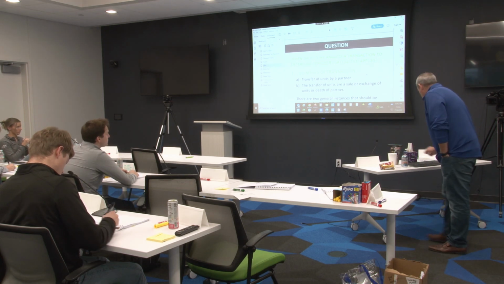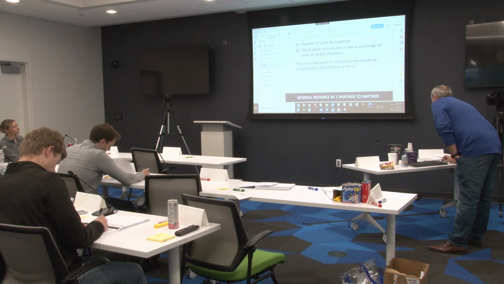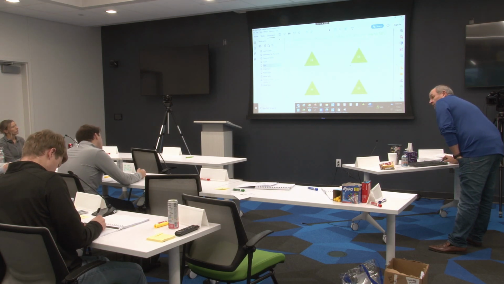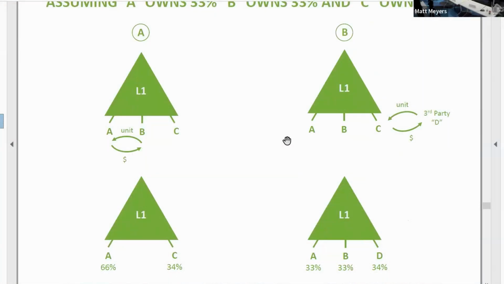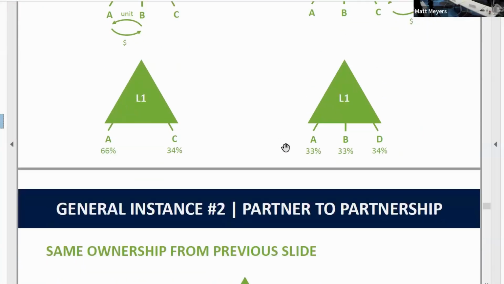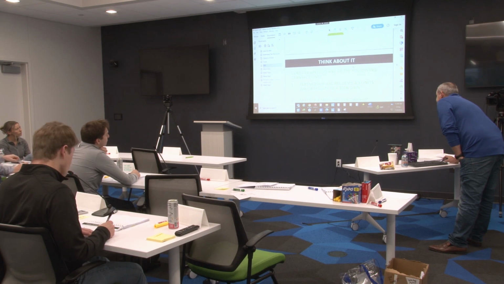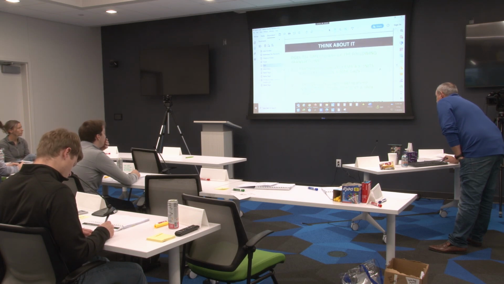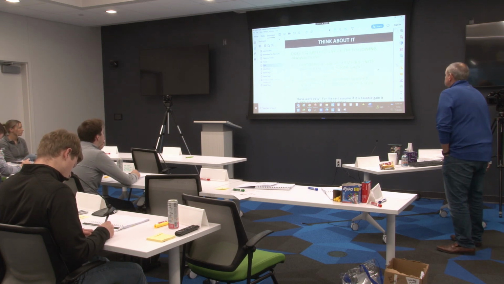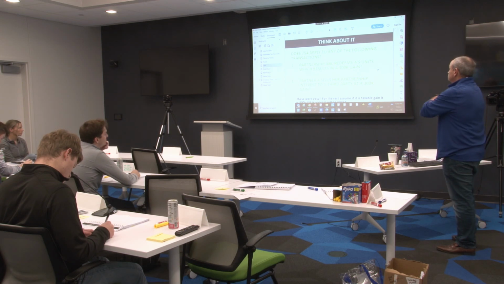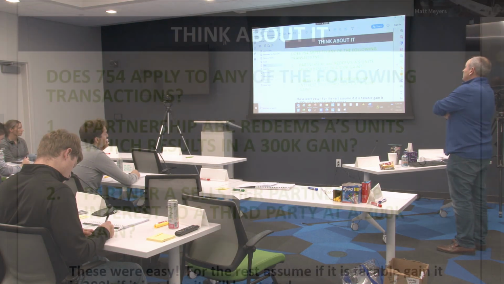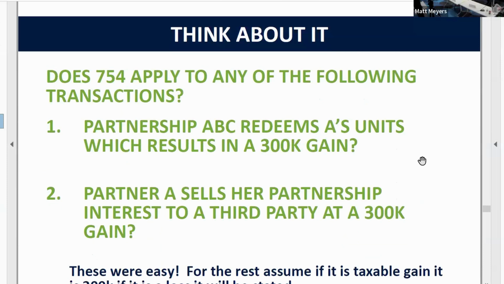So if you go to the next page, this would be partner-to-partner. So this would be 743. And then the page after that would be 734, partnership to partner. Okay, let's think about it. Does 754 apply to any of the following transactions?